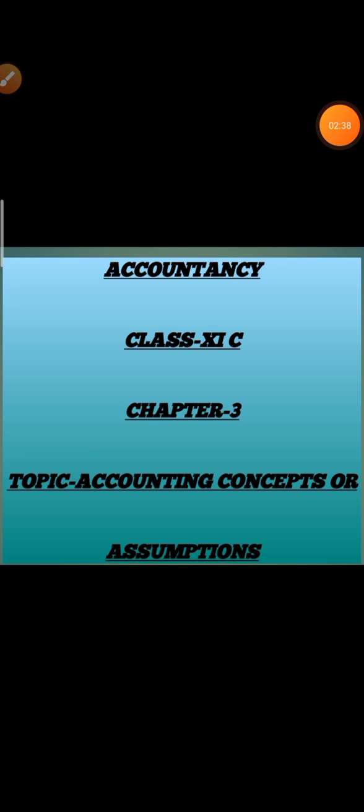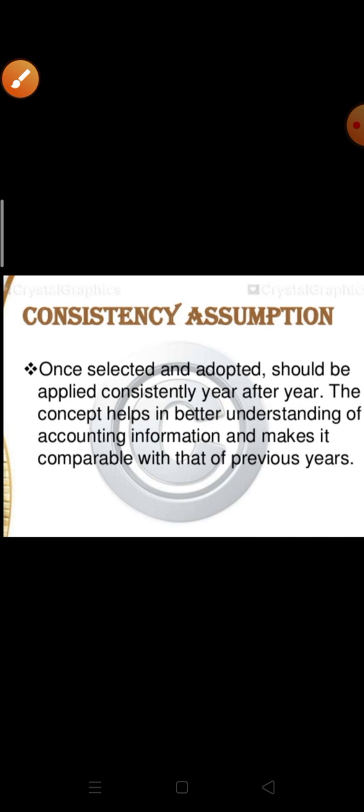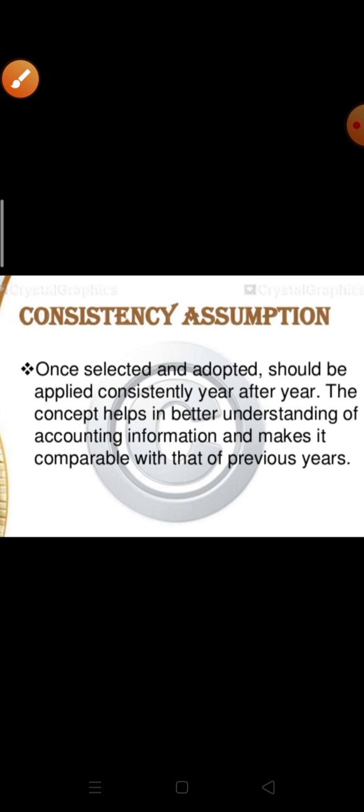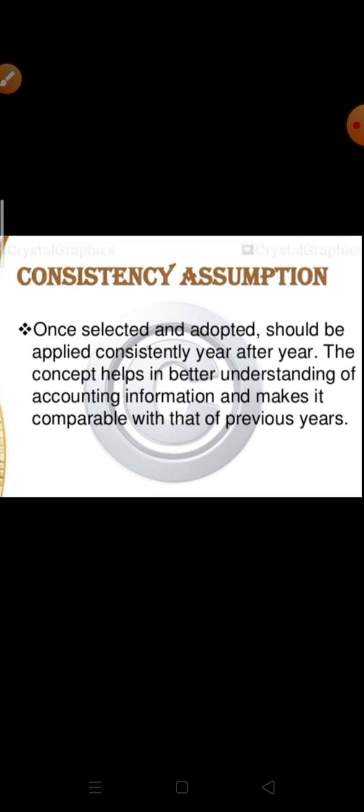So first we will discuss accounting concepts, or we can say accounting assumptions or accounting standards. Basically, there are three concepts: going concern assumption or concept, consistency and accrual assumption. Sometimes accrual is known as the matching concept, we will discuss about it. First is consistency assumption. Consistency assumption means today we have adopted a method.